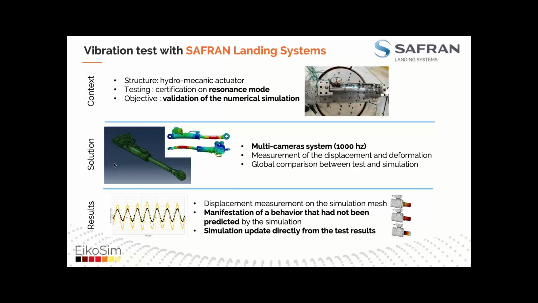The first one is a vibration test with Safran. What people wanted to see here is how this actuator was resonating at certain frequencies. So obviously, in this case we used a high-speed system, 1000 hertz, which helps us capture the sine wave that you see here in the bottom left corner, and compare that result, as always, to simulation results in order to compare the amplitudes of the sine wave for the simulation and for the test result.